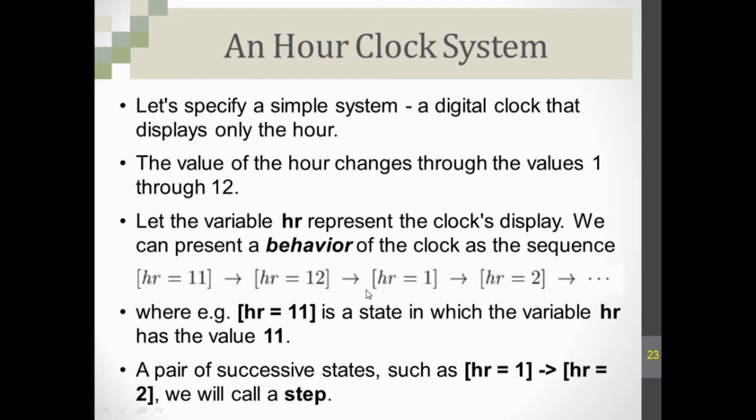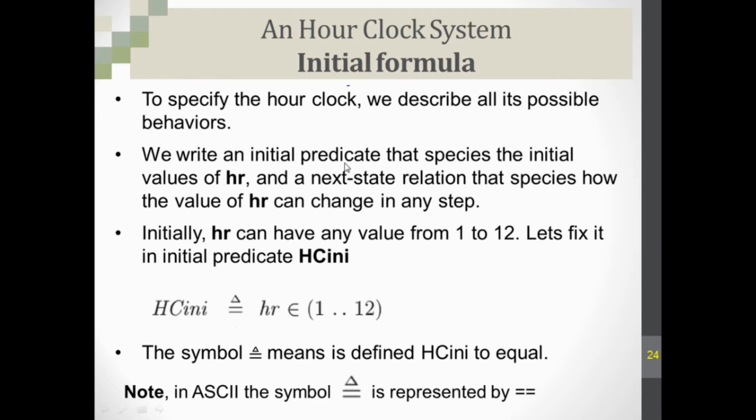So this is determined by the action, the next formula. We have the initial formula, where HR takes a value based on the behavior after you study the behavior of the system. So we write the initial formula. Here, HR takes any value from 1 to 12. So this is the initial value.